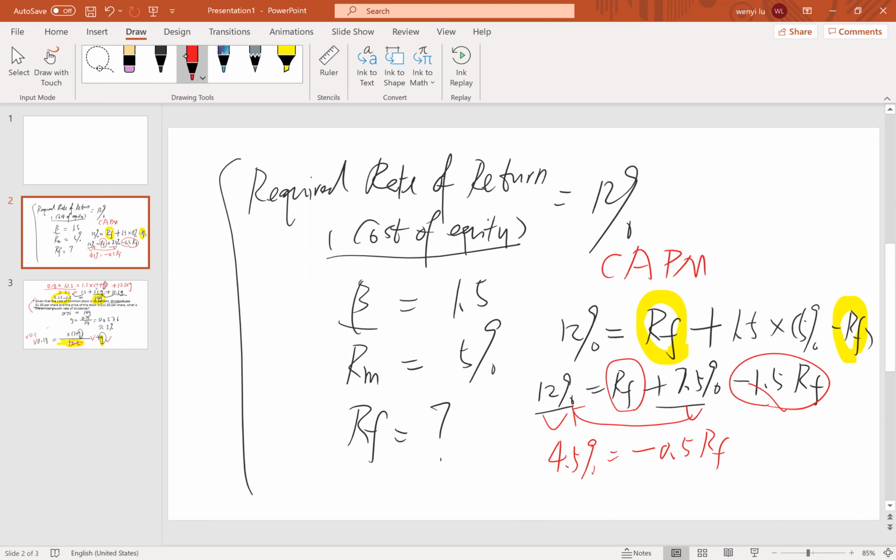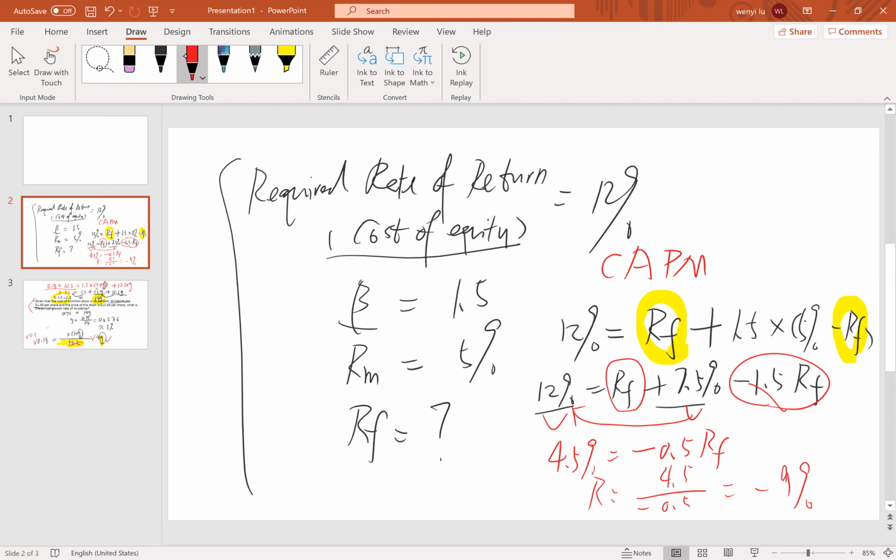So what's the RF? RF equals 4.5 over minus 0.5, which equals minus 9%. Minus 9%. So you may question why the RF can be negative.